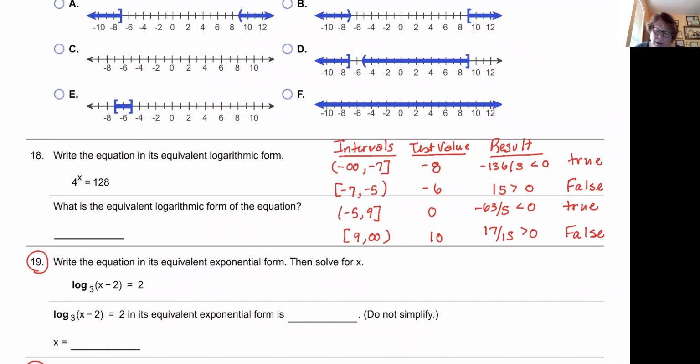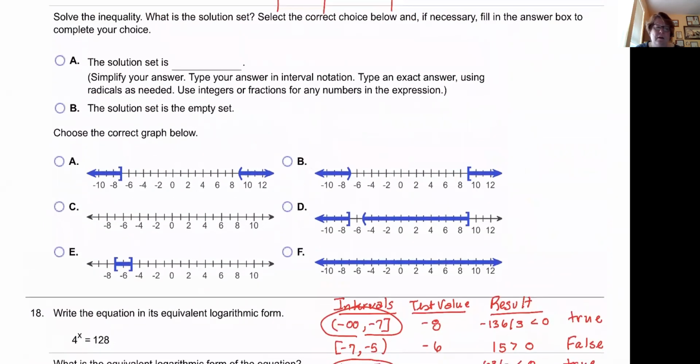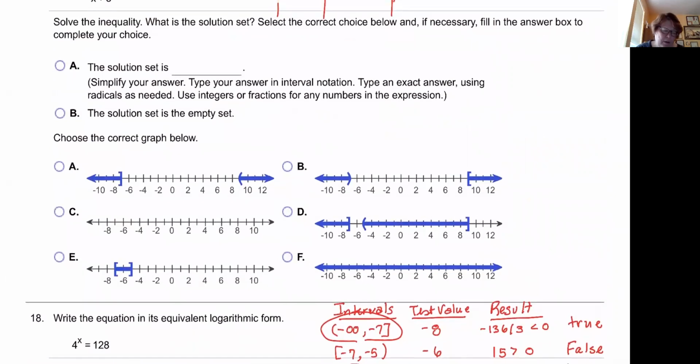So the solution is the union of these two sets where the inequality is true. So my solution is from -infinity to -7 with a bracket, and from -5 to 9.